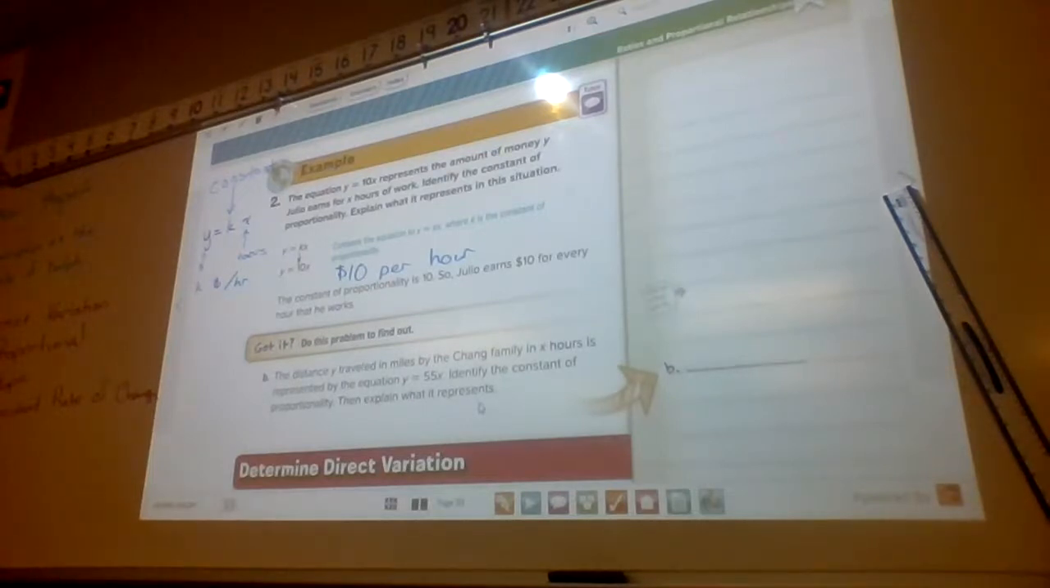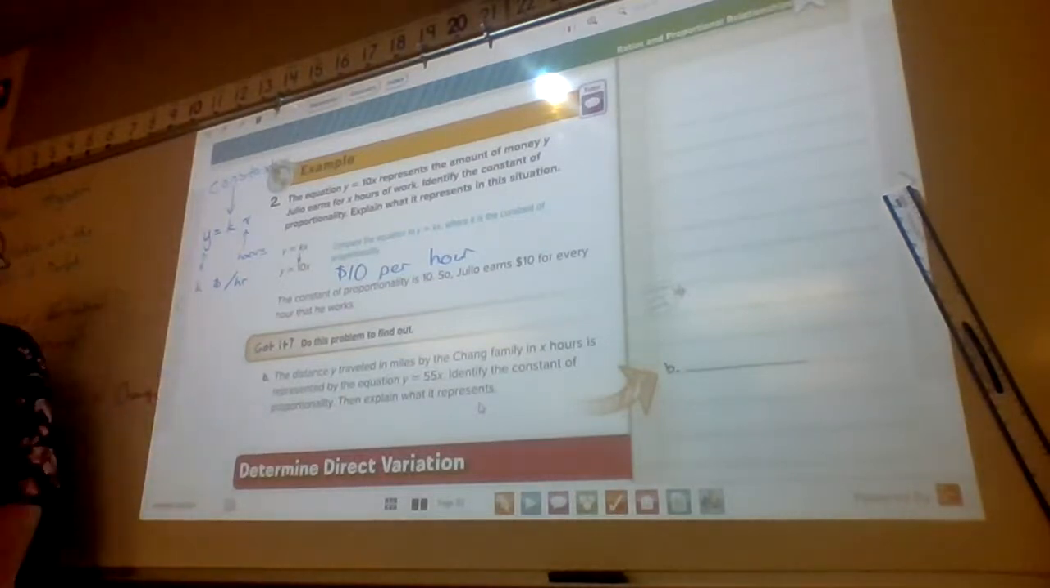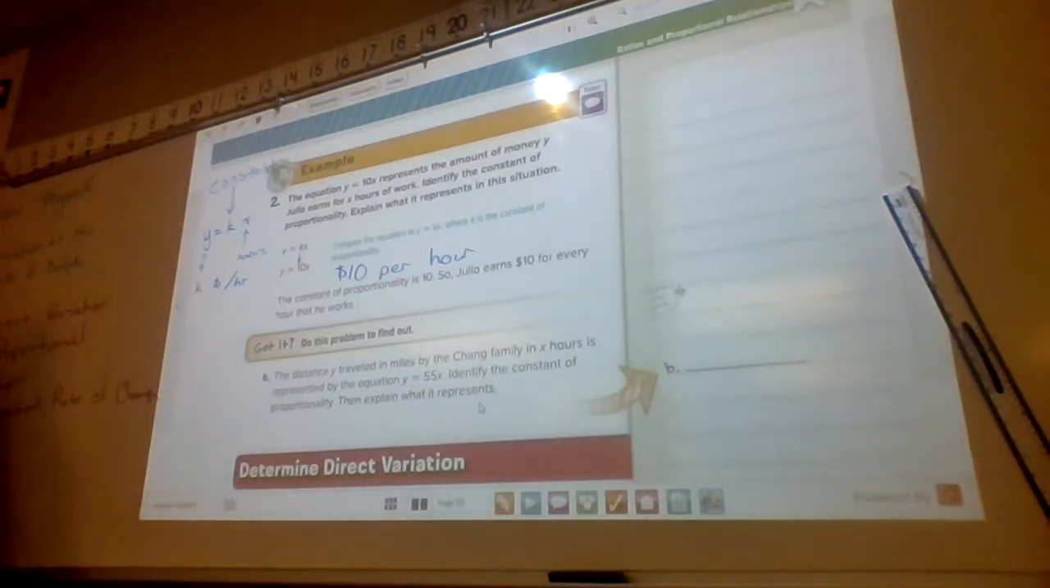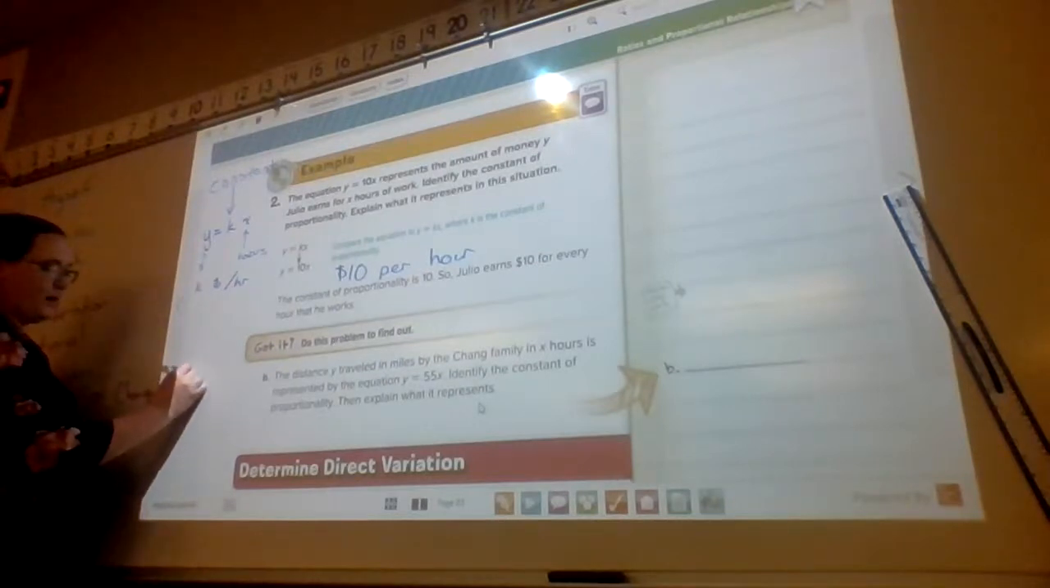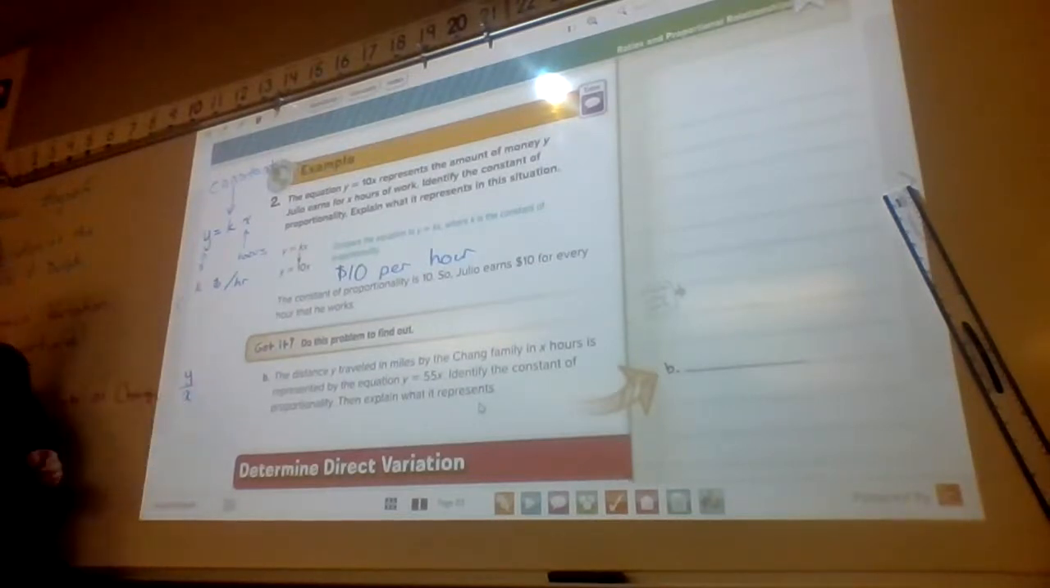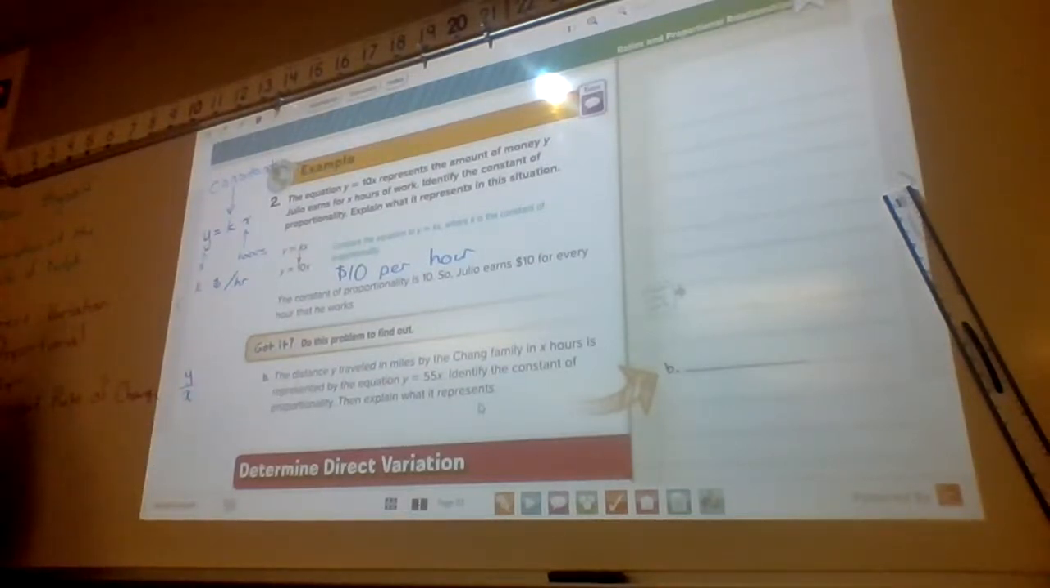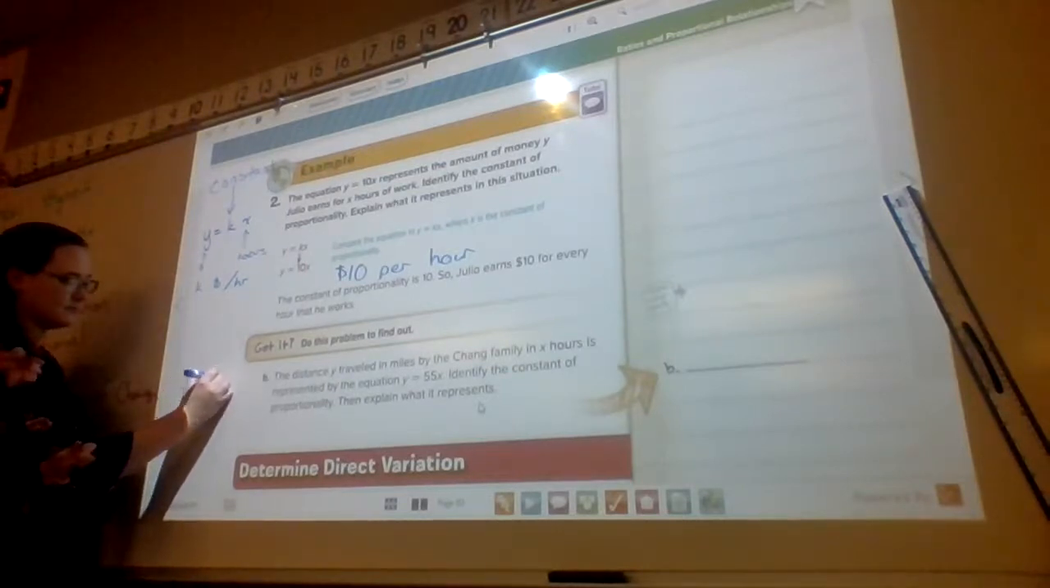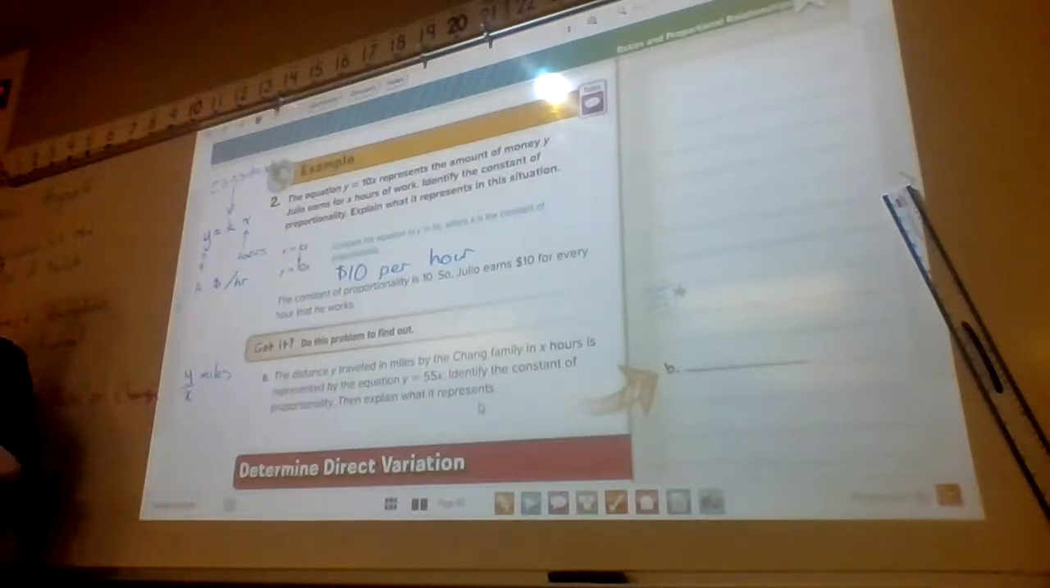All right, guys, look at letter B. It says the distance y traveled in miles by the Chang family in x hours is represented by the equation y equals 55x. Identify the constant of proportionality. You have y over x. What is y? What's the label for y? Miles. What is the label for x?